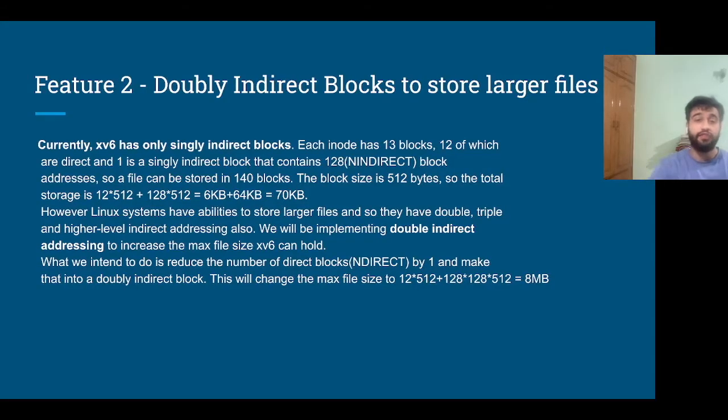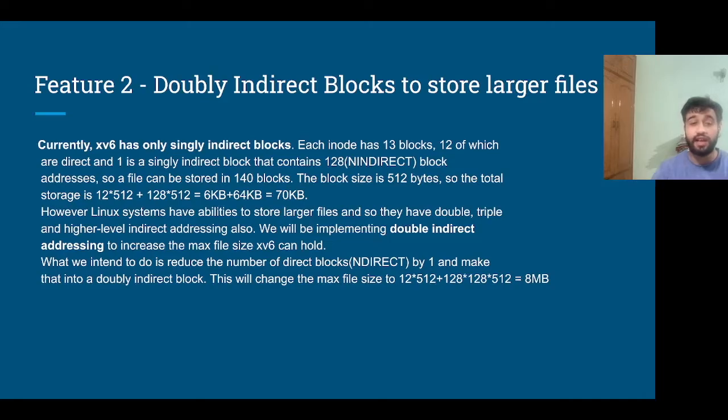As the second feature, we will be implementing doubly indirect blocks to store larger files in xv6. So we have studied about indirect addressing, and currently xv6 has only singly indirect blocks. So every inode has 13 blocks, 12 of which are direct, and one is a singly indirect block that contains 128 block addresses. So a file can be stored in 140 blocks. The block size is 512 bytes, so the total storage is 140 into 512, that is 70 KB.